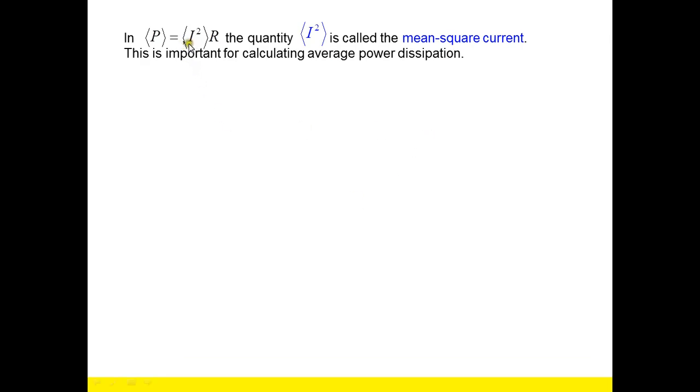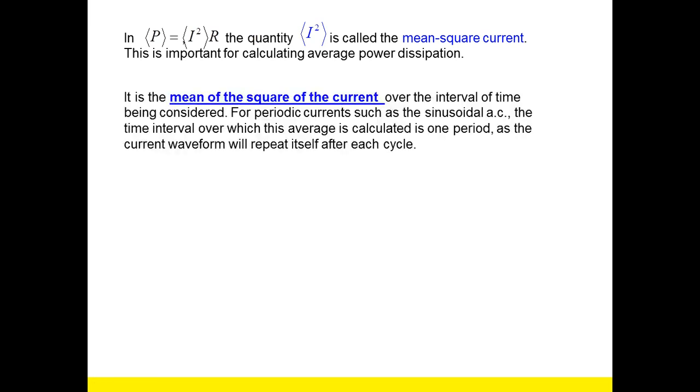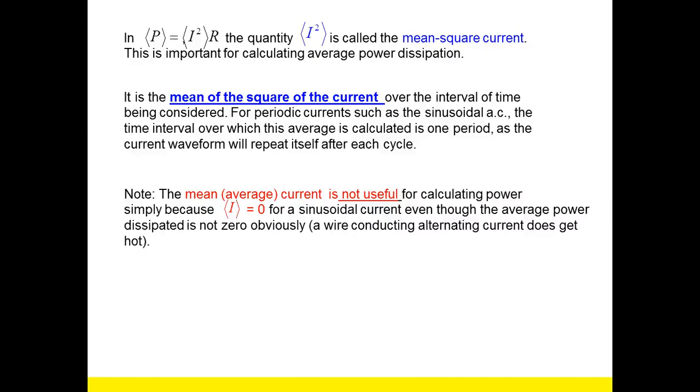This value, the mean of the I square, is called the mean square current. Similarly, the mean of the V square is called the mean square voltage. Now, the mean square current is the mean of the square of the current over an interval of time. Note that this is different from what a mean current is.